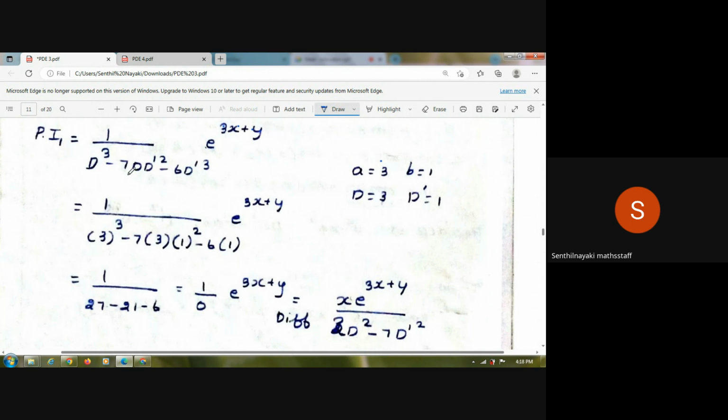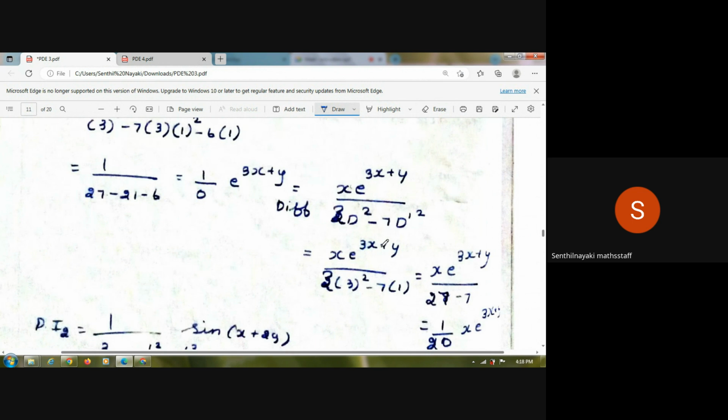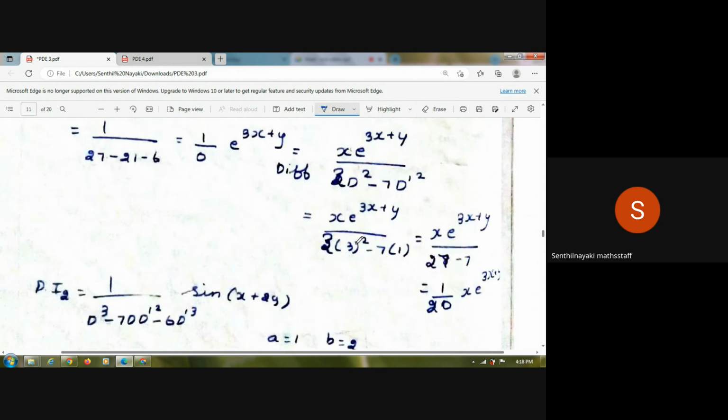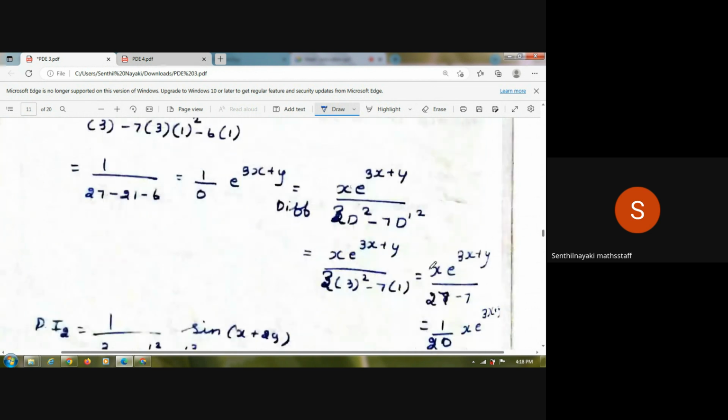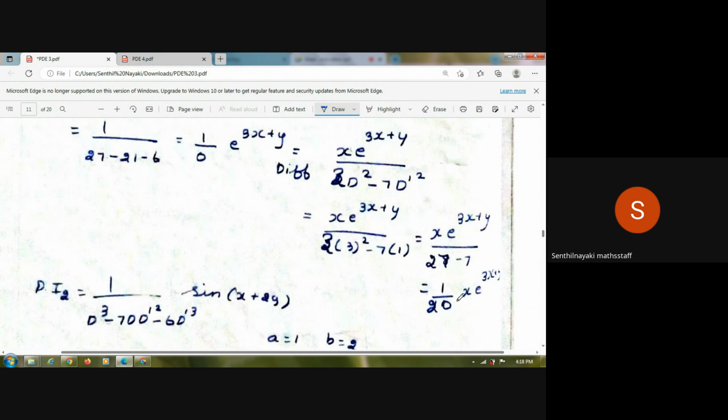Then we get, if you differentiate D cube, we get 3D square. If you differentiate 7DD dash square, this D becomes 1, then we get 7D dash square. This term becomes 0 because there is no D term. Now again we have to substitute D by 3 and D dash by 1. So 3 into 3 square, so 27. 7 into 1, therefore 7. So after simplifying, we get the denominator is 20. So x into e power (3x plus y) by 20.